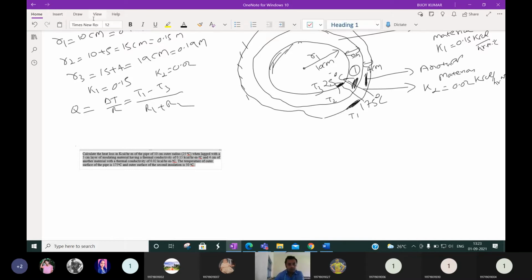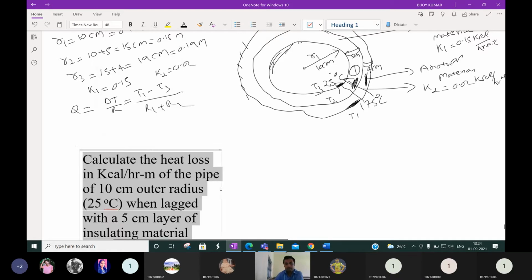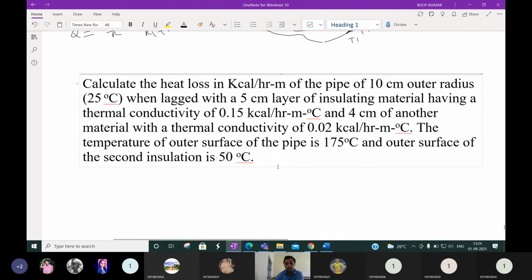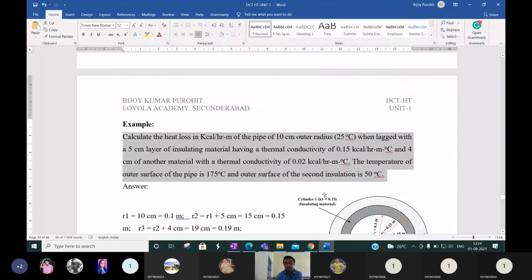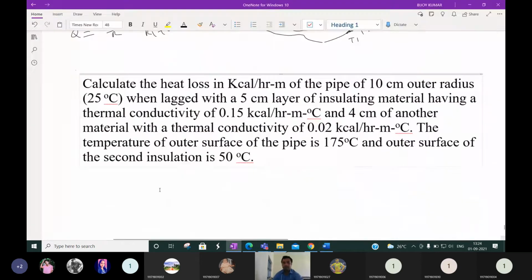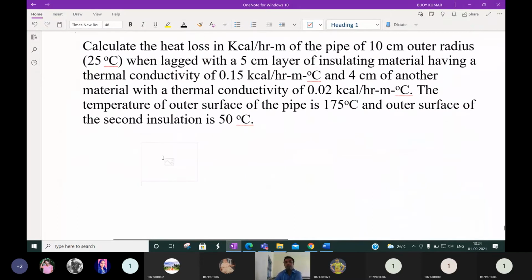Okay, let me just wait here. Let me arrange it. Within 1 to 2 classes, 2 to 3 classes, we are about to complete unit 1. Then we will proceed to unit 2. So kindly read the notes, whatever notes were given. Please read the question: calculate the heat loss of the pipe of 10 centimeter radius.